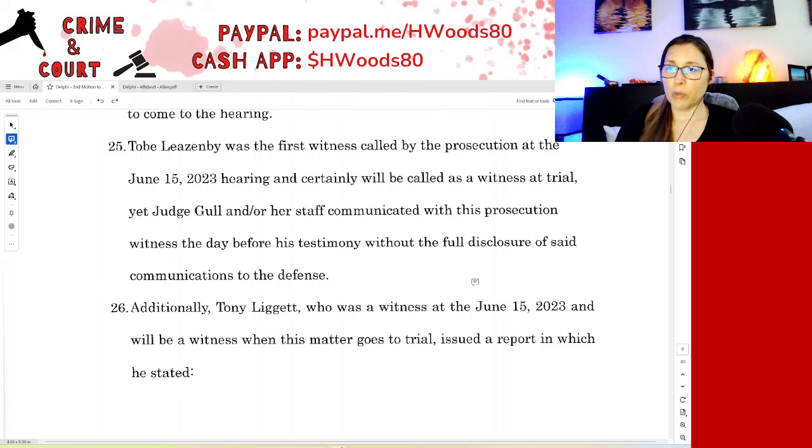Number 25, Tobe Lesenby was the first witness called by the prosecution at the June 15th, 2023 hearing and certainly will be called as a witness at trial. Yet Judge Gull and or her staff communicated with this prosecution witness the day before his testimony without the full disclosure of said communications to the defense. Yikes. So a little talkie-talkie communication going on.